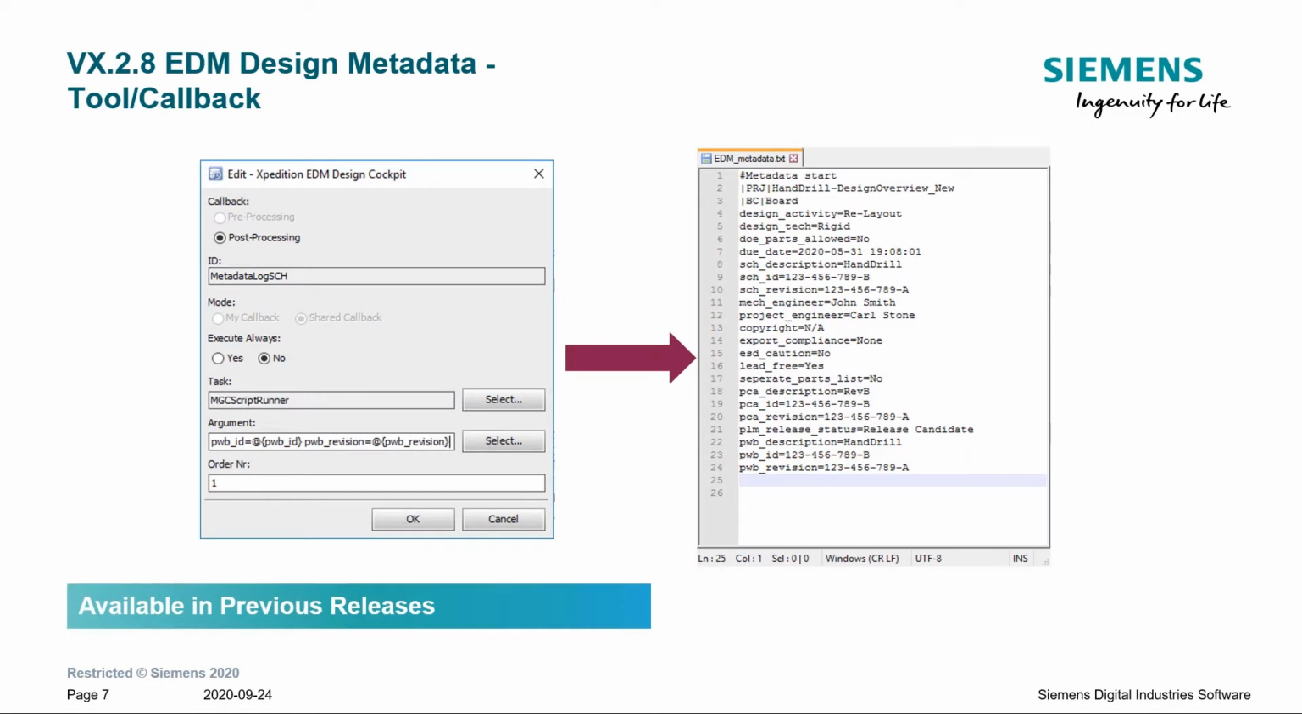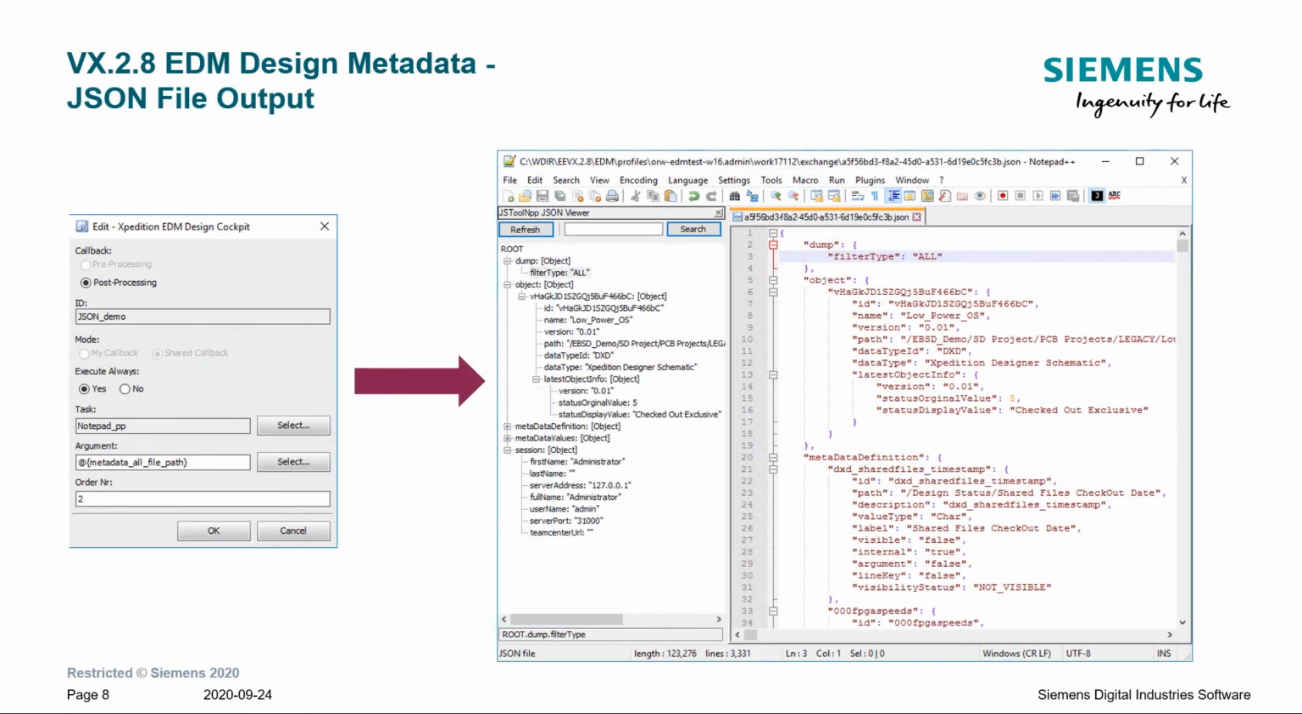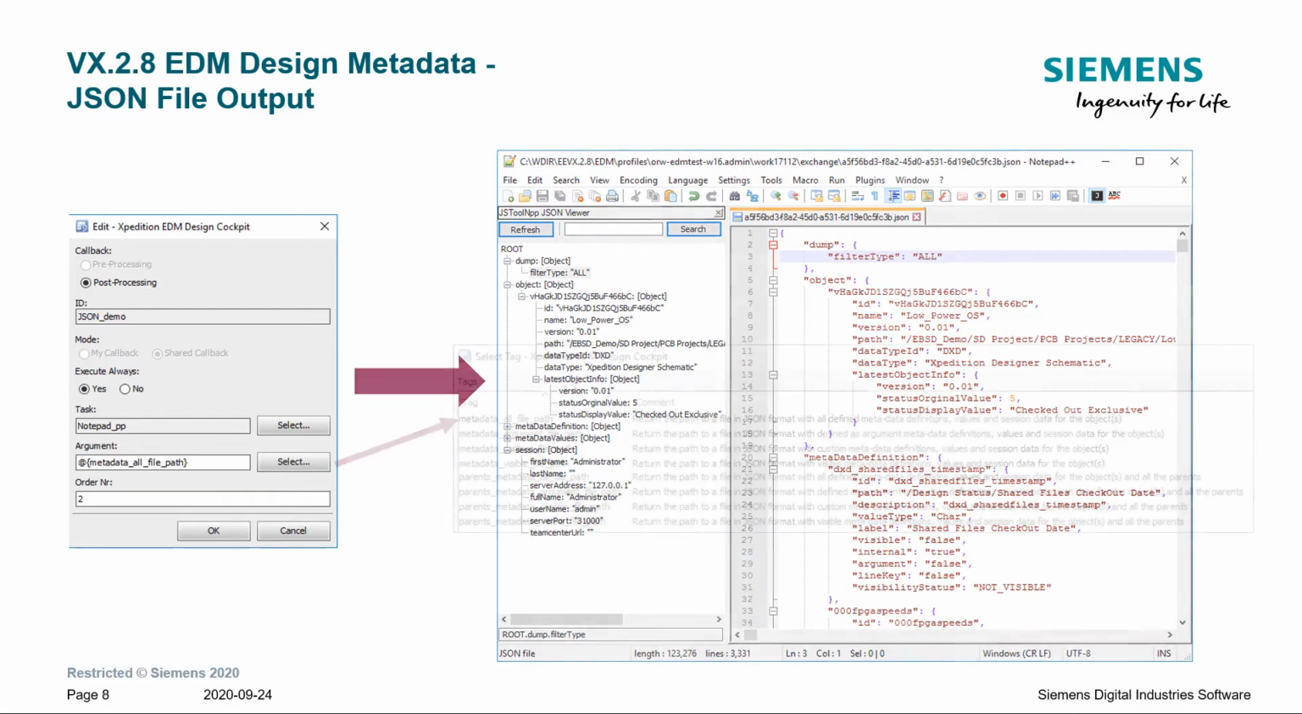Previously, if a user wanted to access metadata of an object, they could do so by creating a callback to output the individual properties to a text file. Since this method can pose limitations to users creating custom programs, we are introducing a new process to extract metadata from objects. Metadata definitions, values, and session data can be output to a JSON file.